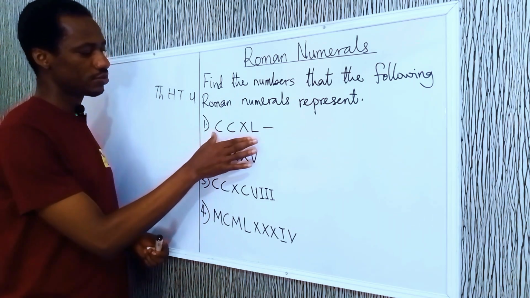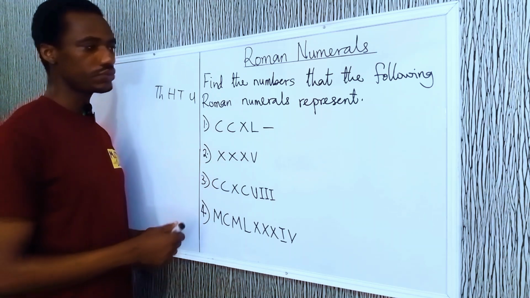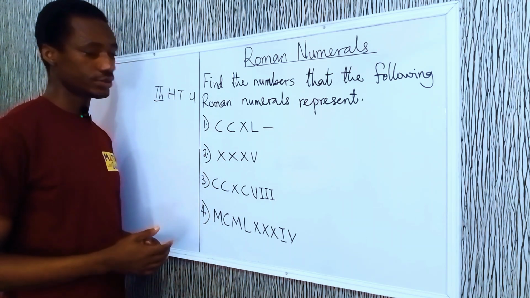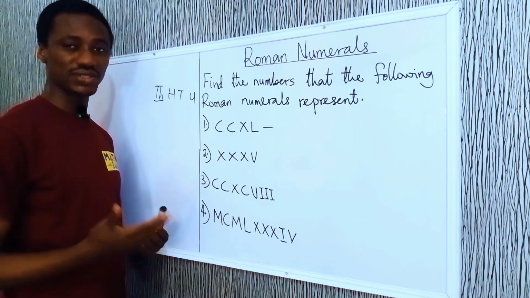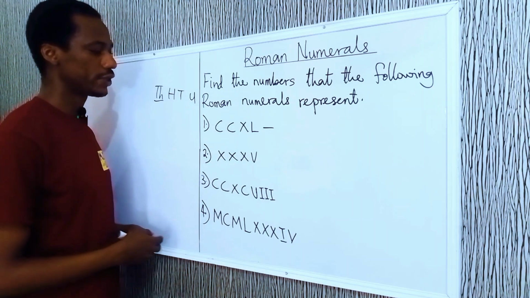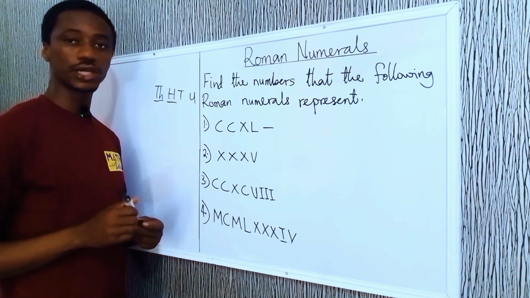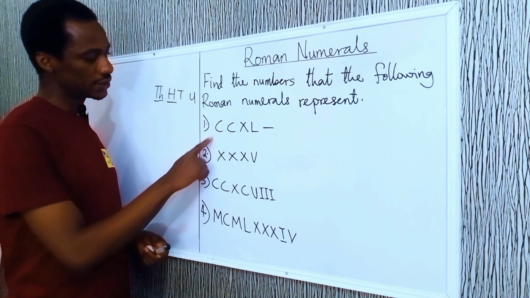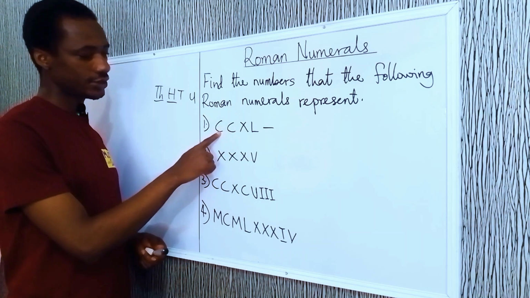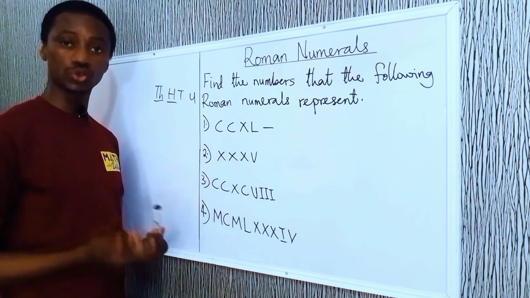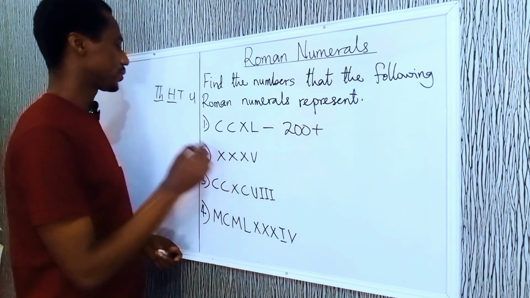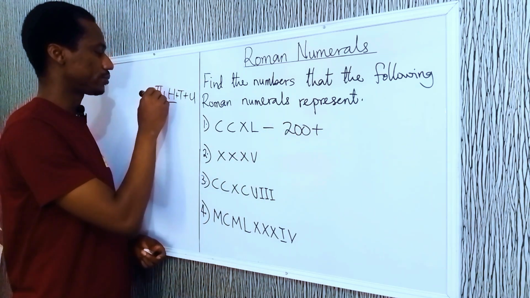So we check in this number, can we find 1000? Any 1000, 2000? No. 1000 is M, so we don't have anything like that. So next is for us to check for 100. What's the 100 here? We can see CC. C is 100, C is 100. So CC will be 200, plus, we're going to put plus here.